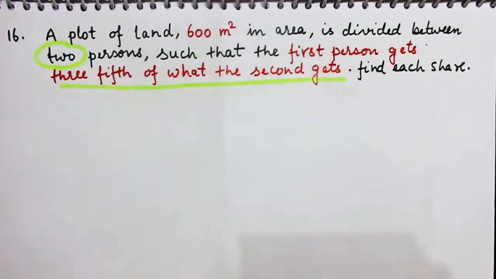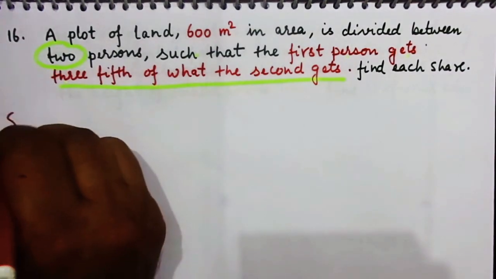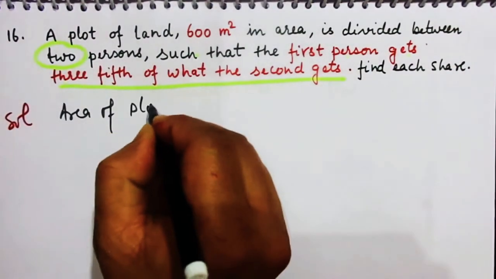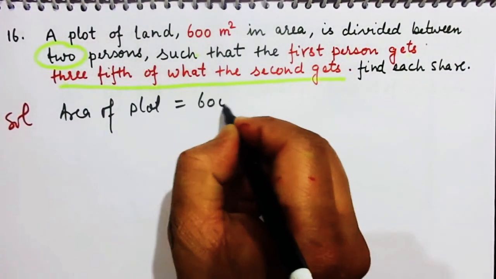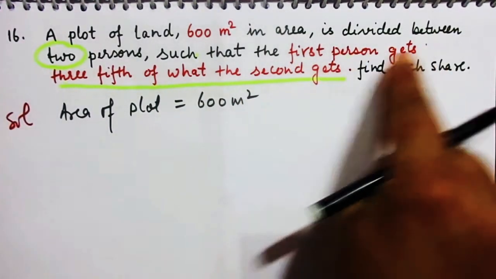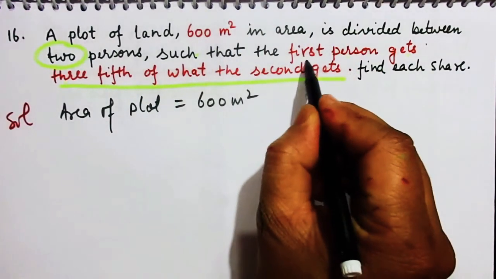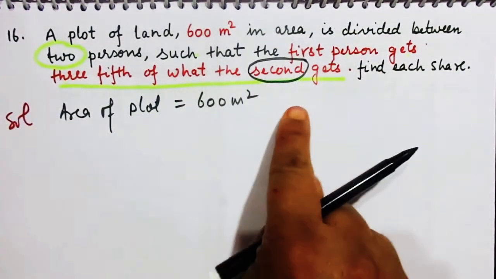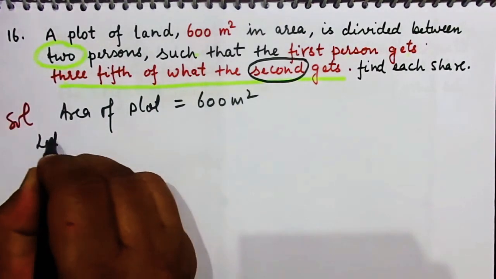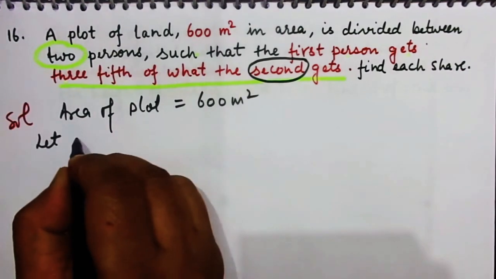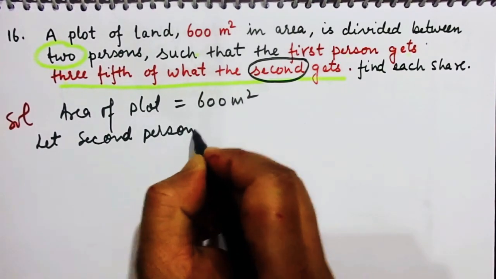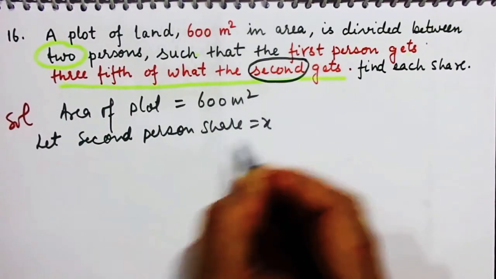Let's start. Solution: area of plot is equal to 600 meters square. First person gets 3/5 of what the second gets. Do you know how much the second gets? No. So we will start from there only. Let second person's share be equal to X.